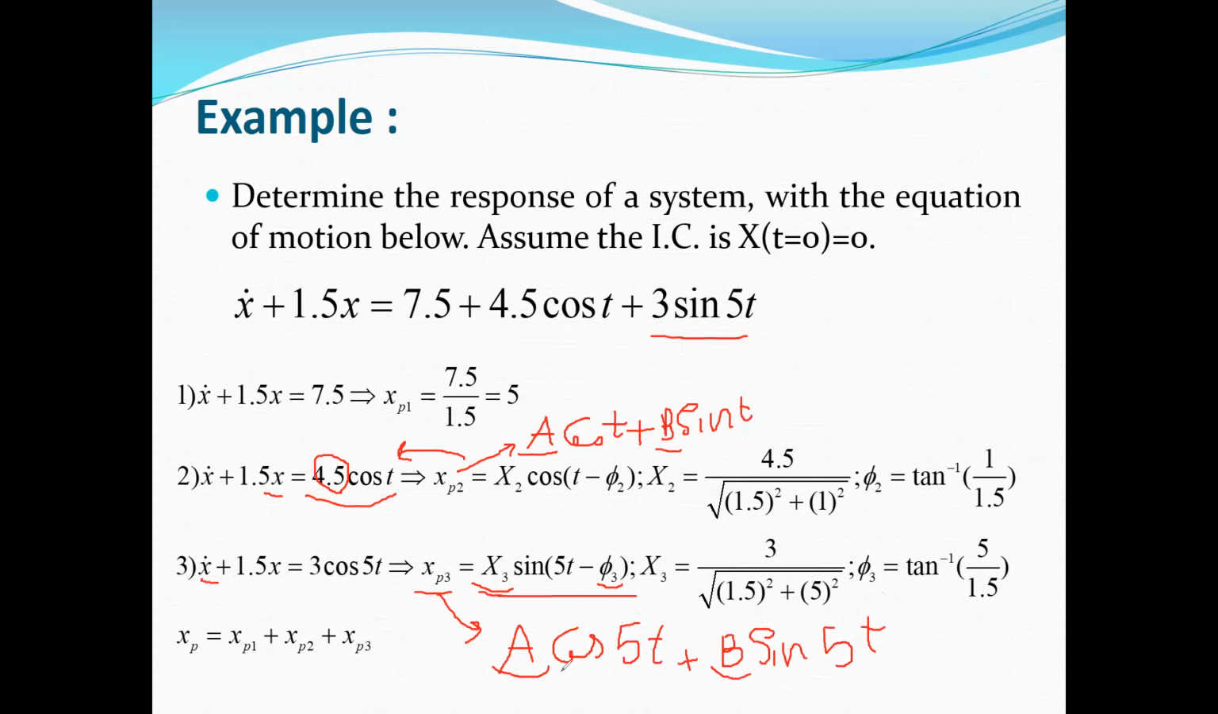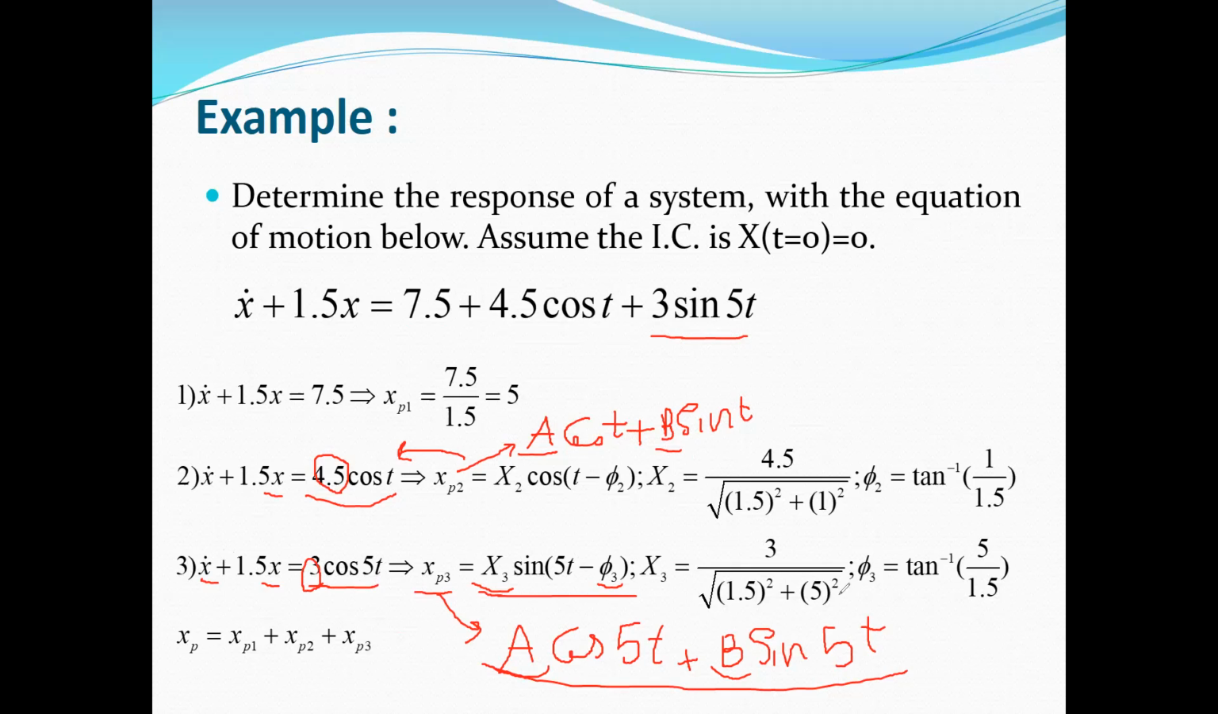Again, x dot is minus 5 times a times sine 5t plus 5 times b times cosine 5t. And then you substitute here, instead of x, this term. And then simplify. Again, the coefficient of sine 5t in the left hand side must be equal to 0, because in the right hand side here we only have the cosine function and the coefficient of the sine function is 0. The coefficient of the cosine function in the left hand side must be equal to 3.